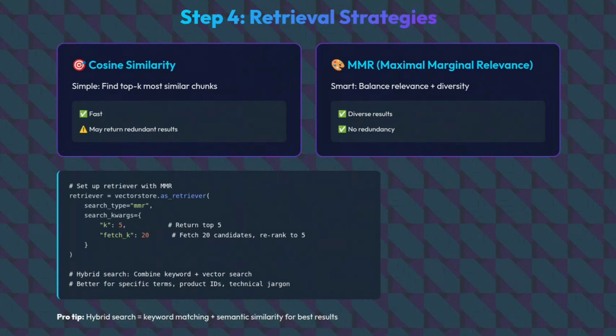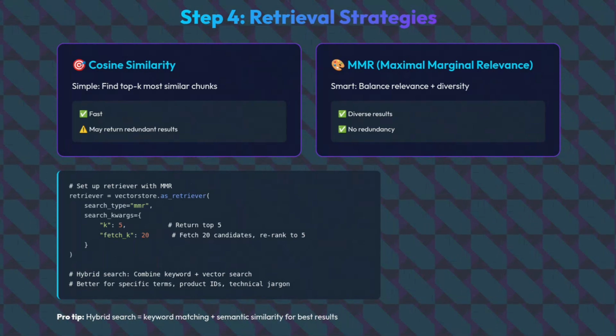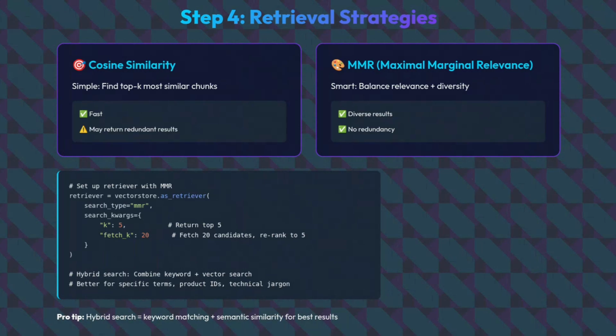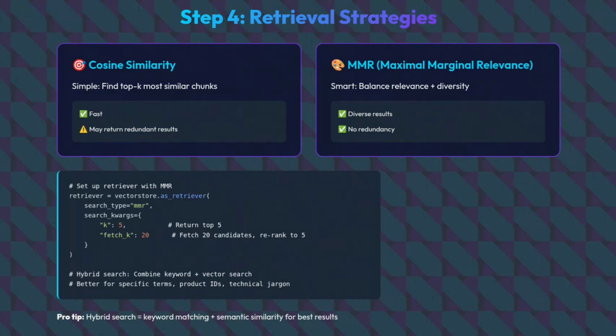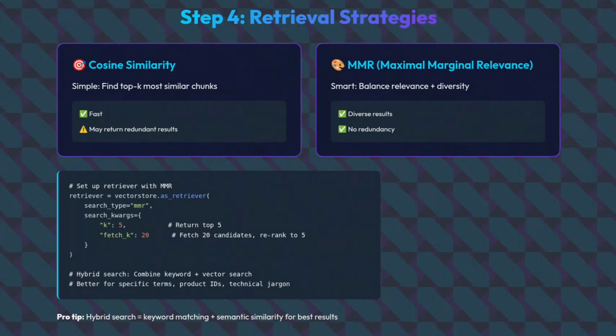Hybrid search combines keyword search with vector search. Sometimes a very specific technical term or a product ID is better found with keyword matching than semantic similarity. Here's how to set up a retriever with MMR. Search type equals MMR, fetch K equals 20. We fetch 20 candidates, then re-rank to return the top 5 most diverse and relevant ones.